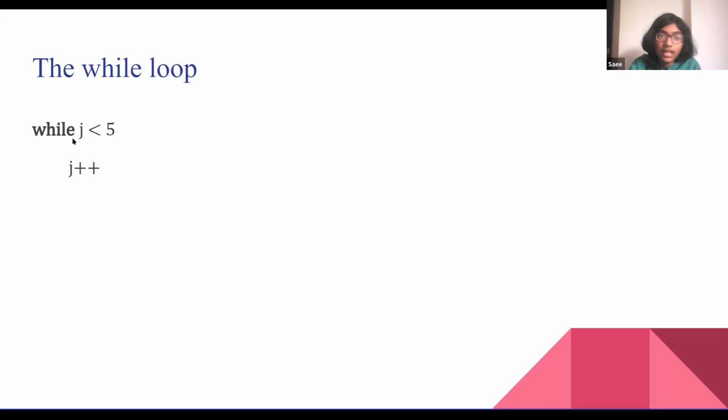And if you check again, is 5 less than 5? 5 is equal to 5. Exactly, 5 is not less than 5. So it will exit out of this while loop. It will say bye bye to the while loop. Does that make sense?